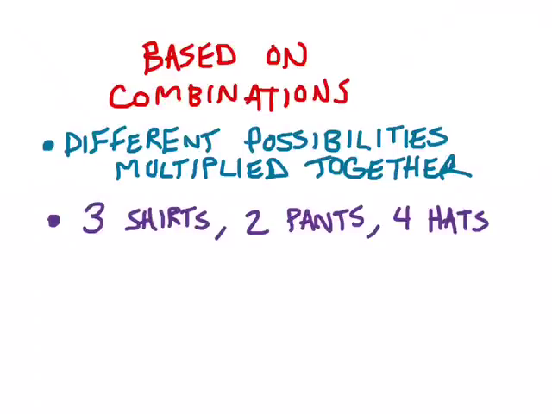As a quick reminder, let's say I have 3 shirts, 2 pants, and 4 hats, and I want to know how many unique combinations of shirts, pants, and hats I can put together. Well, to do that, I'm going to do 3 times 2 times 4. 3 shirts times 2 pants is 6 options, and then times 4 additional hats is going to be 24 total combinations.